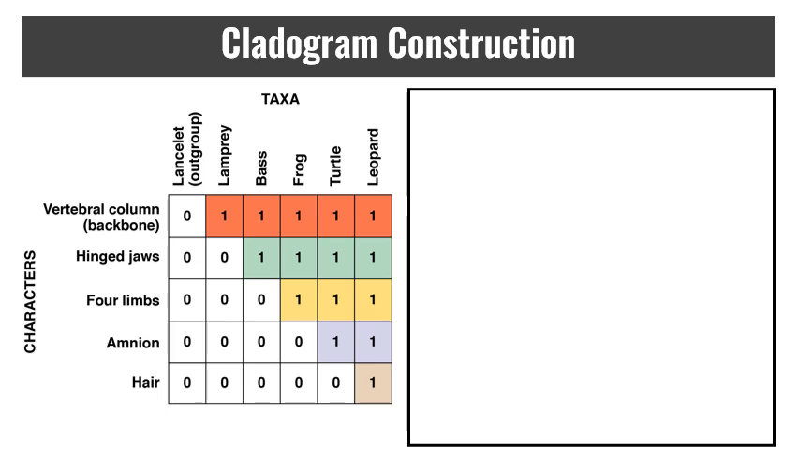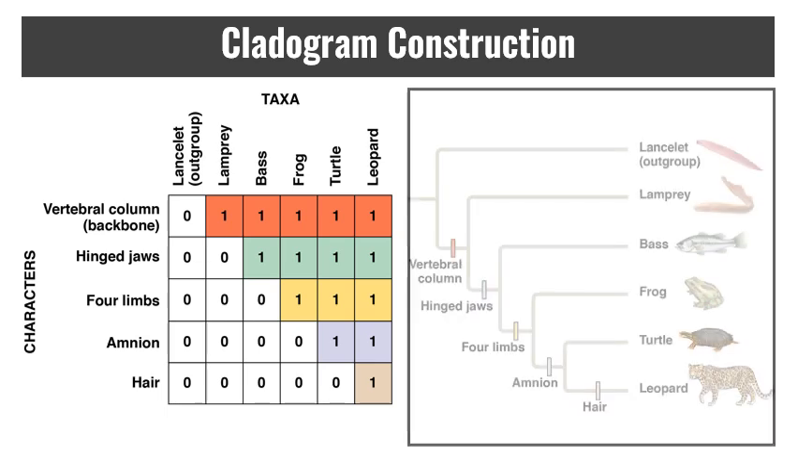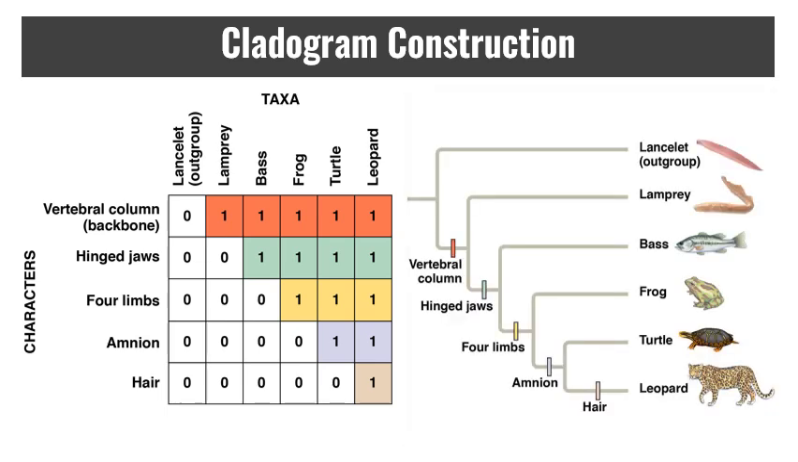Okay, so what that really looks like is this. Okay, the lancelet is the outgroup. It does not have any of the traits in common, whereas the trait that separates everything below is the vertebral column, or the backbone. Okay, hinged jaws separate the next step, and so on. You could have branches that come off in other places. This is just a very simple idea.